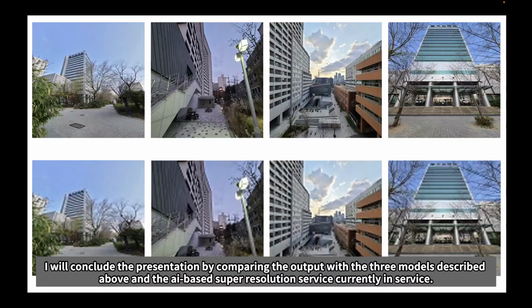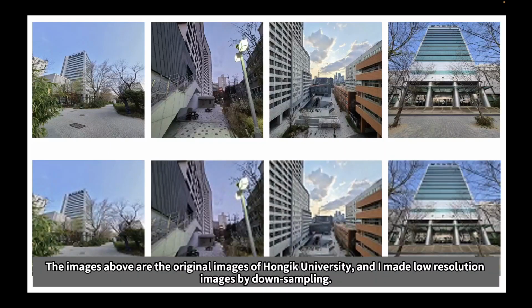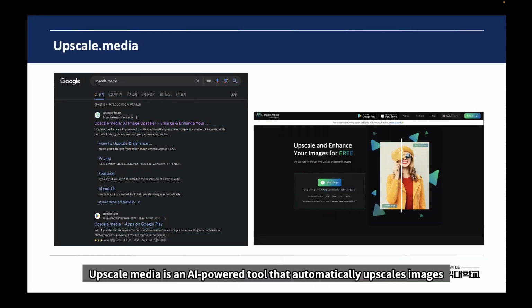I will conclude the presentation by comparing the output with the 3 models described above and the AI-based super resolution service currently in service. The photo above is the original photo of Hongik University, and I made low-resolution images by downsampling. Upscale Media is an AI-powered tool that automatically upscales images.